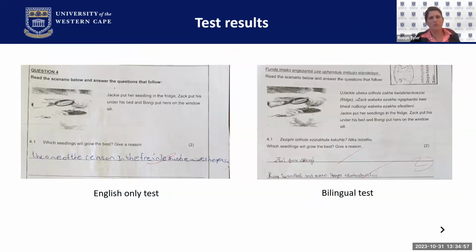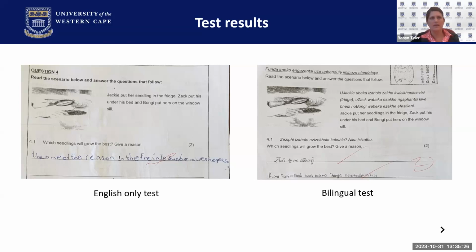So we move now to the test results. Part of the data collection was working with the teacher in the intervention. The teacher was very much part of the intervention to create bilingual tests. So the previous year, she used English-only tests, which have been expected by the WCED and the school from grade 4, that the tests will only be in English. So she used that test on the left, and then she created a bilingual version of the test.